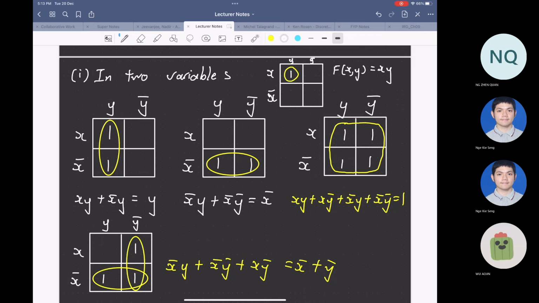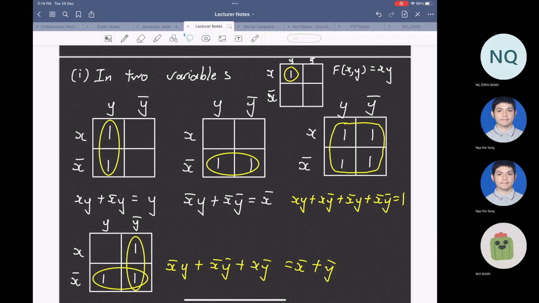But let's say you have 2 ones here. You can form a block by covering these 2. You can form rectangular blocks or square blocks. You cannot form something like this, this is not allowed. You can only form rectangular blocks, and rectangular includes square. So why can we combine these two? Remember just now we saw that we can factorize.